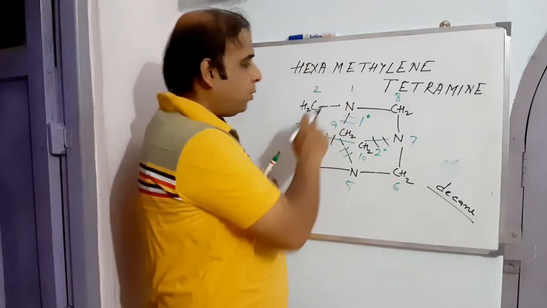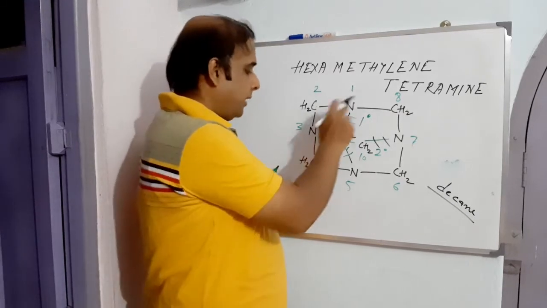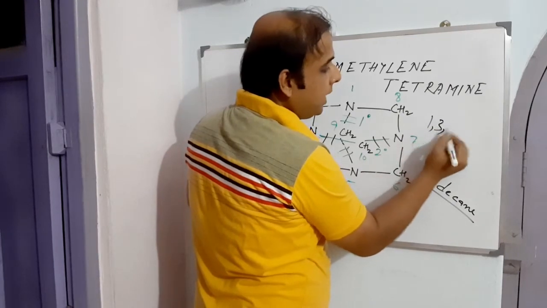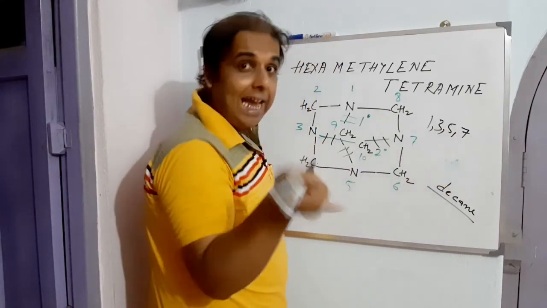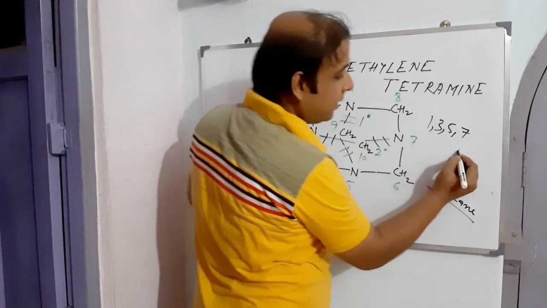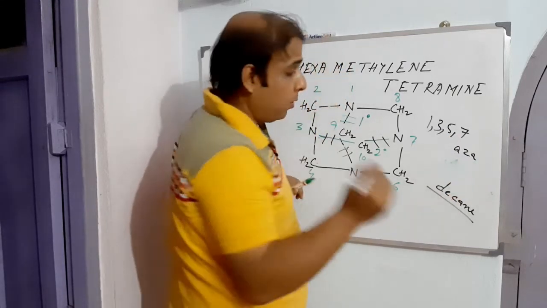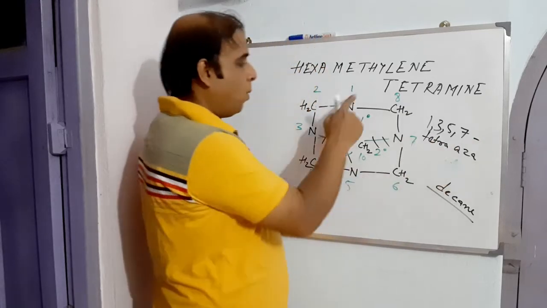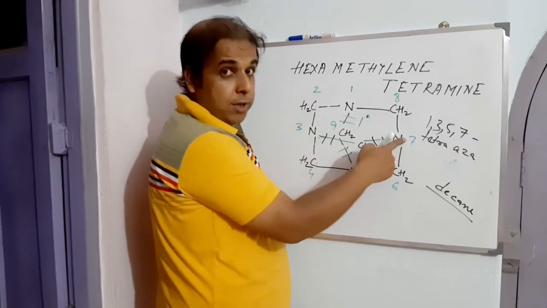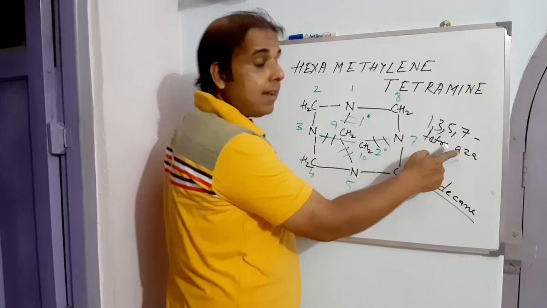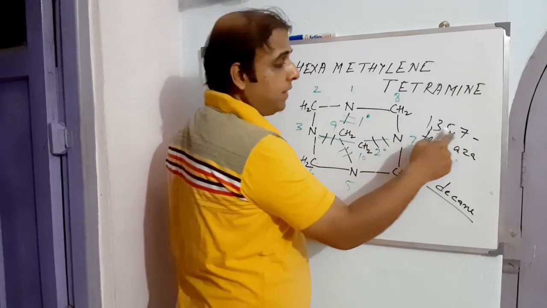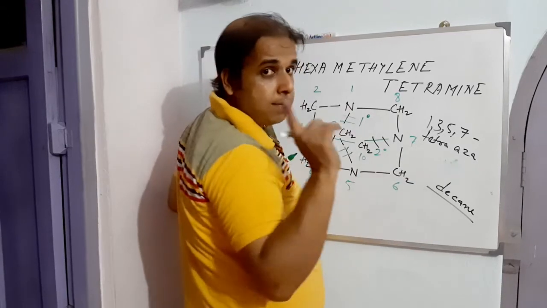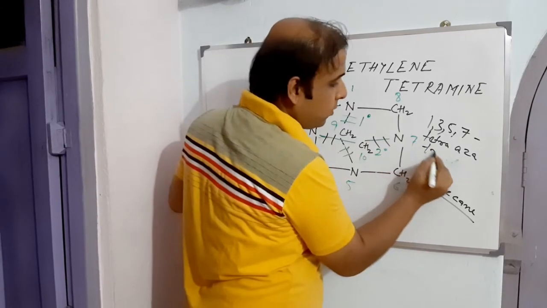Now, 4 nitrogens are there. Where exactly are they placed? 1, 3, 5, 7. So that means 1, 3, 5, 7. Position and pattern. Pattern means aza. How many are there? 4. That means tetra. So tetraaza, 1, 3, 5, 7. Then, the system is bicyclo, tricyclo. So tricyclo.